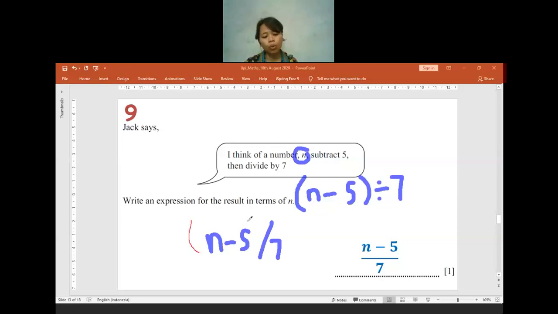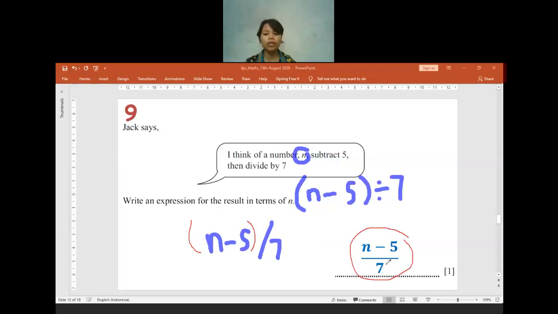If maybe you want to use less space, you just want to write it in one line, so you have to put in brackets (n minus 5) divided by 7. This is the more appropriate expression: n minus 5 divided by 7.